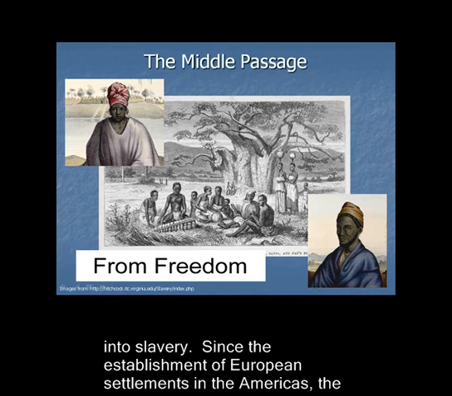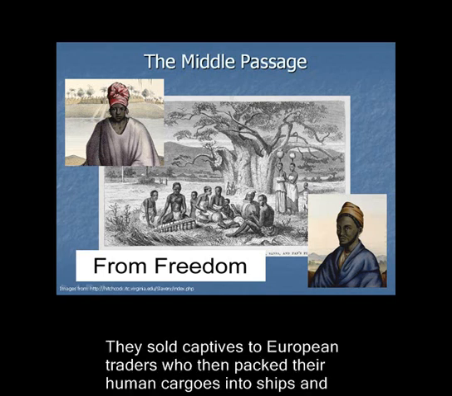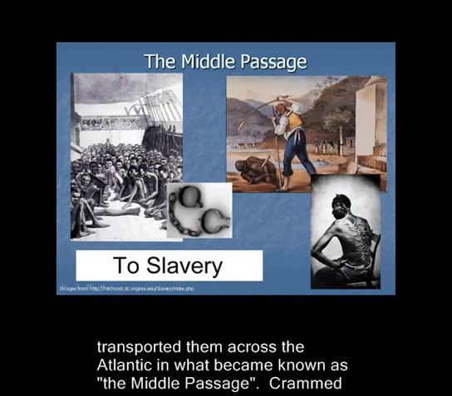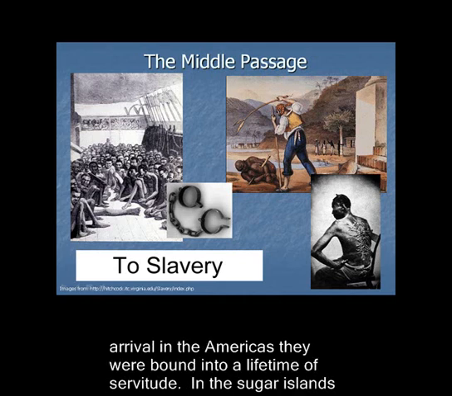Since the establishment of European settlements in the Americas, the slave trade with Africa had boomed. Local African rulers provided most of these slaves. They sold captives to European traders, who then packed their human cargoes into ships and transported them across the Atlantic in what became known as the Middle Passage. Crammed into dark holes with little sanitation or water, many did not survive the journey. Upon arrival in the Americas, they were bound into a lifetime of servitude.